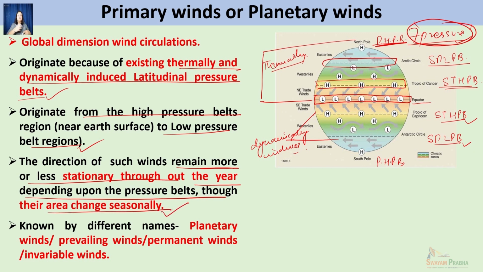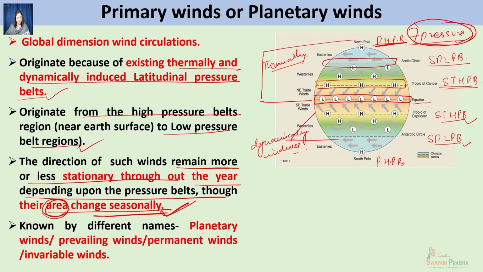On average, the pressure belts remain stationary, but with the apparent northward and southward movement of the sun, with the summer and winter solstice, the pressure belts tend to migrate northward and southward respectively. During that time, the winds, although they may follow the same direction, may change their area seasonally. It may migrate northward or southward.